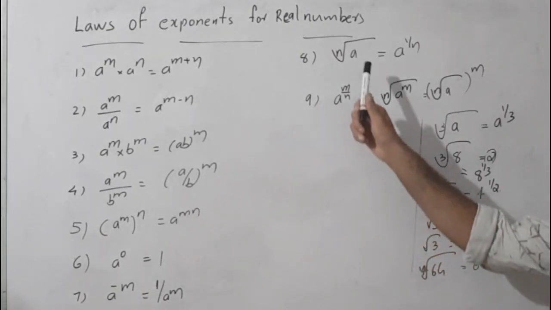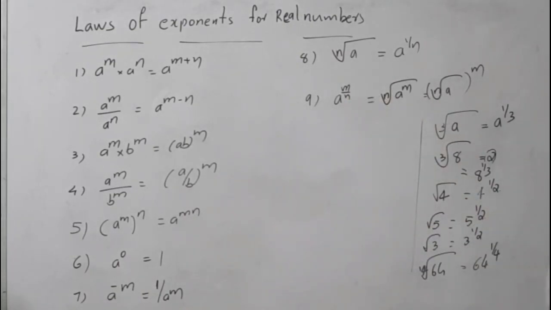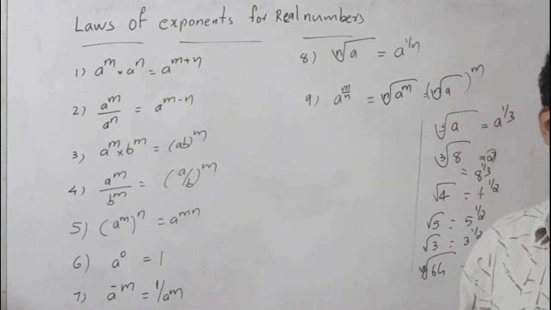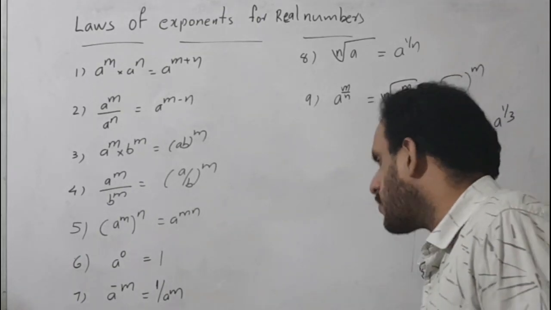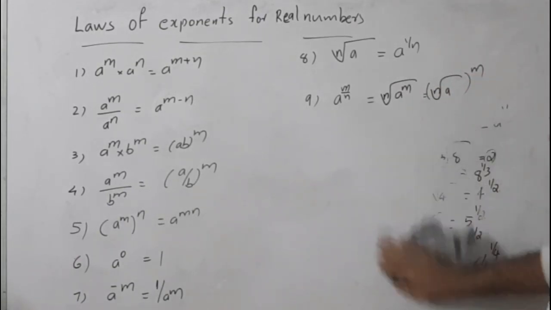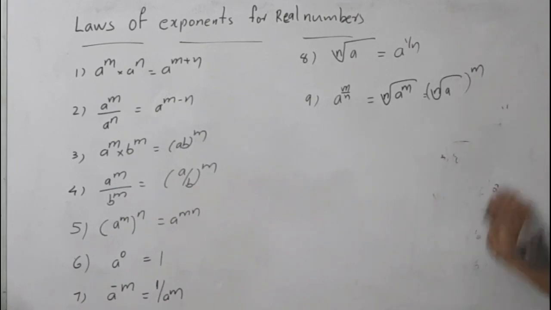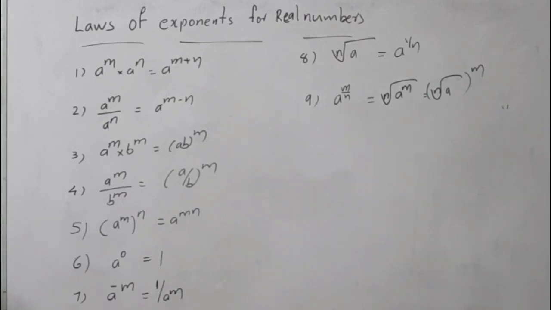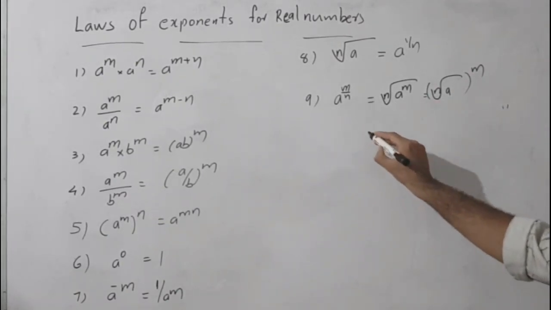I think you got the idea of first one. Nth root of a is equal to a raised to 1 by n. Then next we are discussing the next idea. That one is a raised to m by n, which is equal to nth root of a raised to m, which is equal to nth root of a whole raised to m. These are equal. Okay.